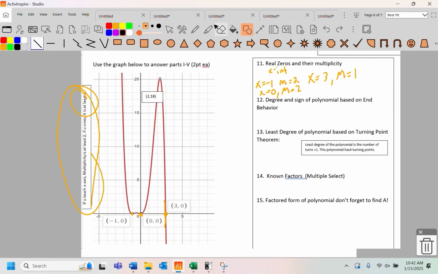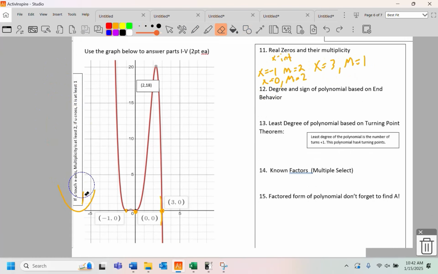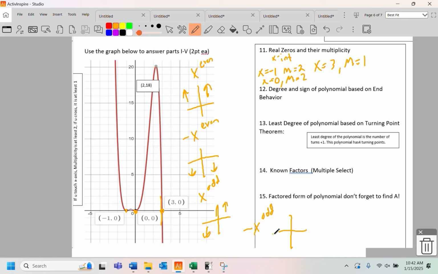Oh, not what I wanted. So I know from teaching this class year over year and grading your stuff that you guys have not learned your end behavior. X to the even, high, high. Negative x to the even, low, low. X to the odd is going to be low to high, and negative x to the odd is going to be high to low. So this guy is starting high and ending low. It must be a negative x to the odd because that matches that graph right there.